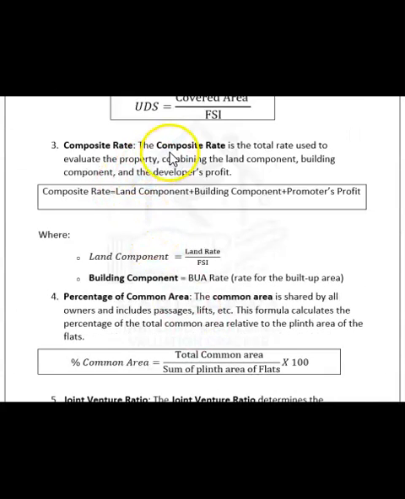Composite rate. The composite rate is the total rate used to evaluate the property, combining the land component, building component, and developer profit. This is the land component plus building component plus promoter profit. How is the land component calculated?